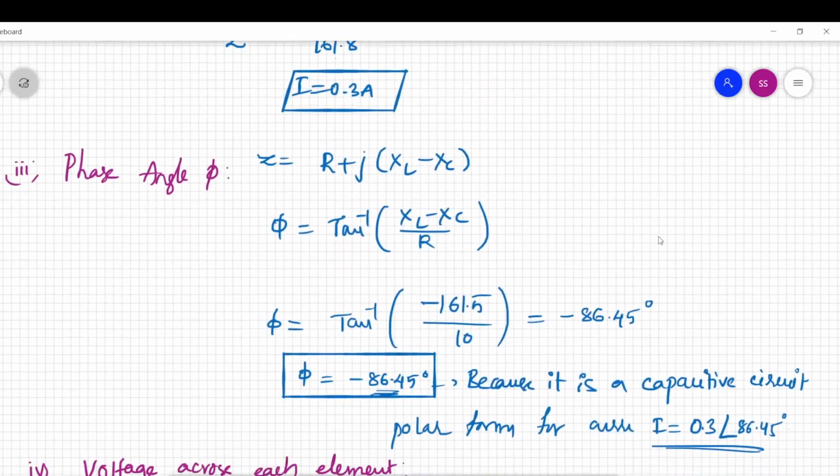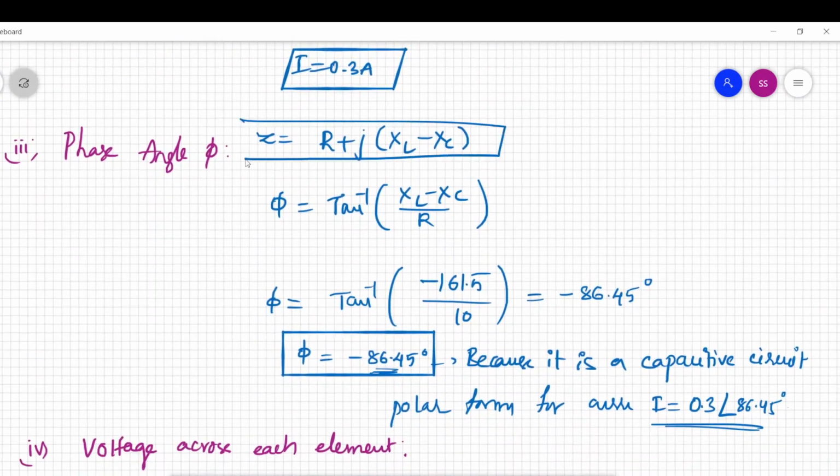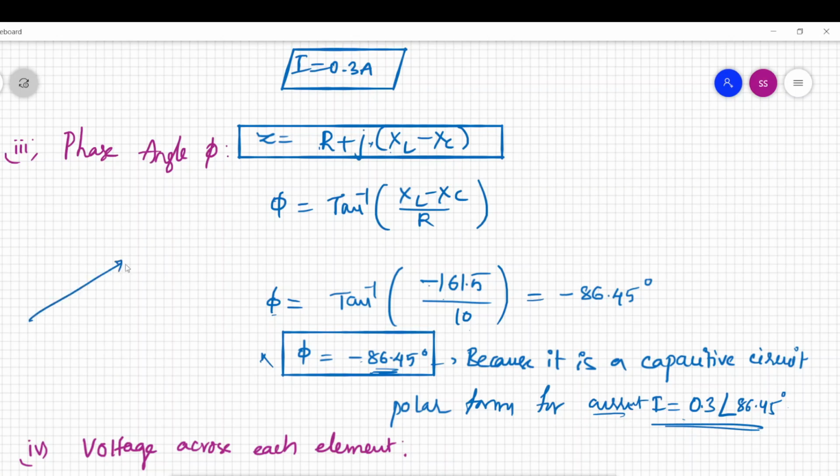Now let us find the phase angle. From our total impedance expression, the phase angle is tan inverse of the coefficient of the imaginary part, that is XL minus XC, by the real value R. Phi equals tan inverse of XL minus XC, which is minus 161.5, by the R value, 10. So you get phi equal to minus 86.45 degrees. Because it is a capacitive circuit, we get a negative value. So the polar form of the current in the circuit is I equals 0.3 at angle 86.45 degrees. That is, the current is leading the voltage by this angle, 86.45 degrees. This is almost equal to 90 degrees, right?